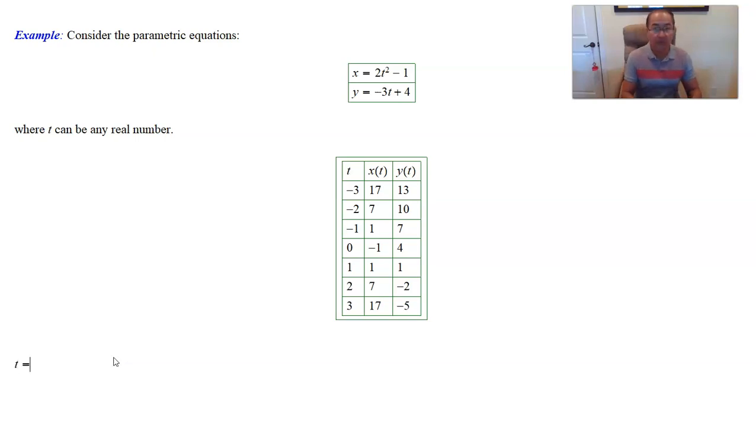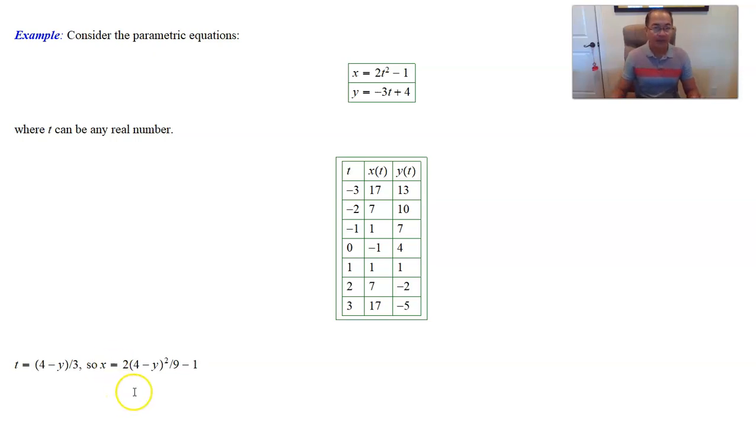t is 4 minus y, right? 4 minus y, oops, that's not right. 4 minus y, okay. So move 3t to the left, we get 4 minus y all over 3. And so we get x is 2t squared, so 2 times 4 minus y squared divided by 9, don't forget to square the 3 as well, and minus 1.